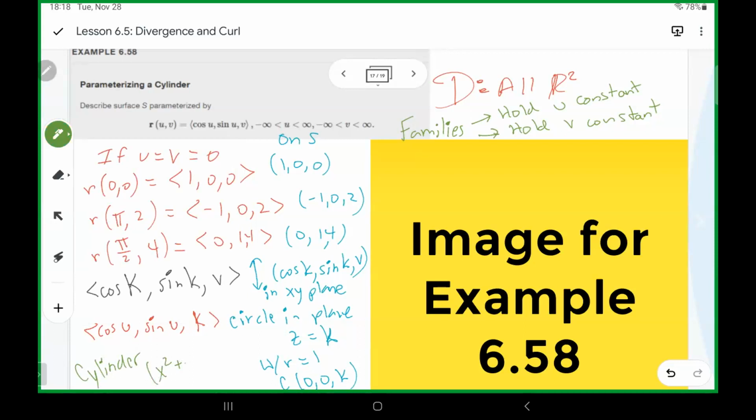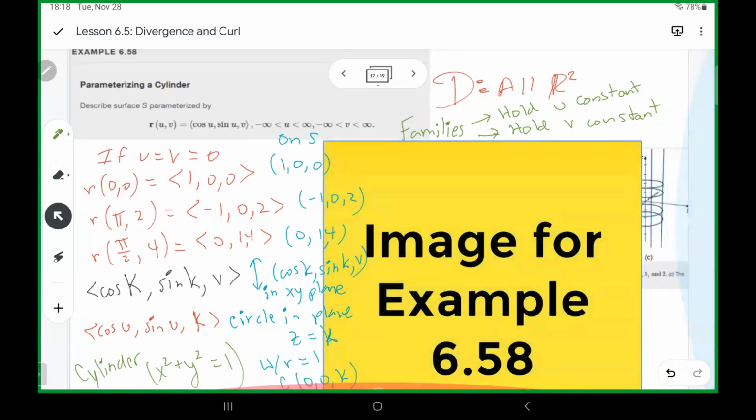x squared plus y squared equals 1. And now you can see what it looks like.